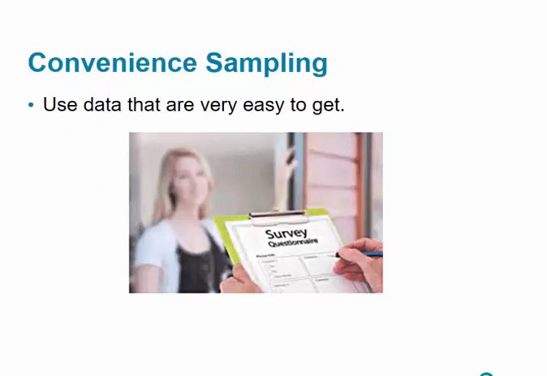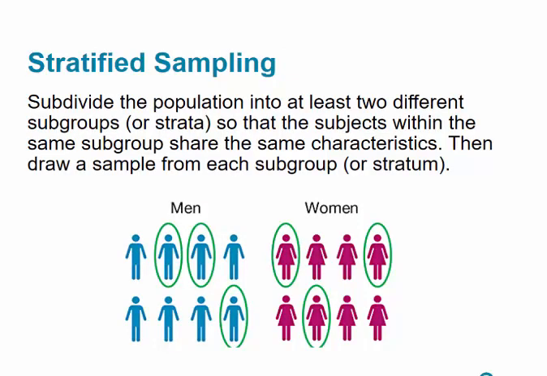The next one is convenience sampling, and this just basically uses data that are very easy to get. For project one that you guys are going to be doing, essentially you're going to be doing convenience sampling. The next one is stratified sampling.